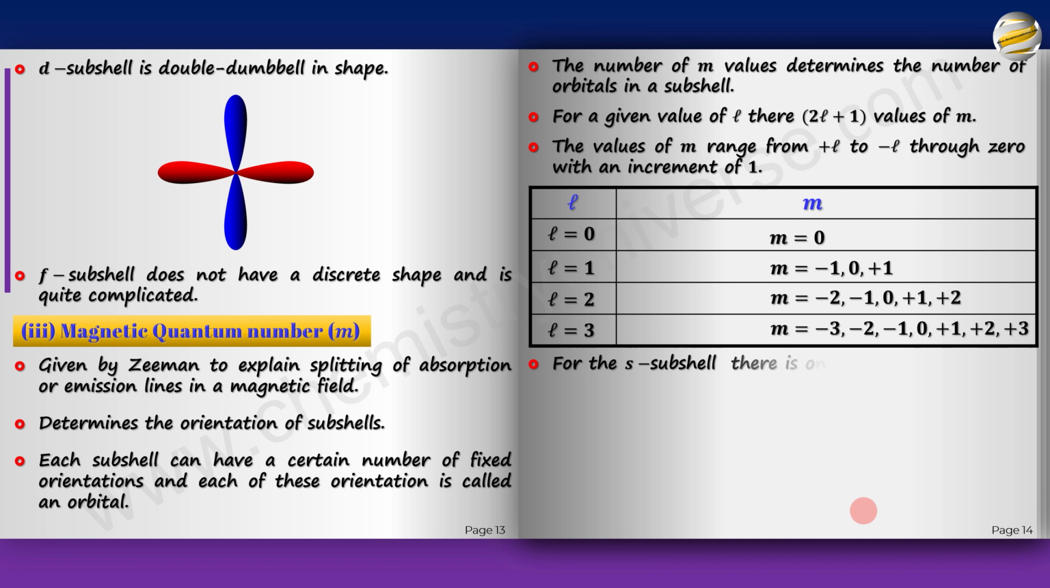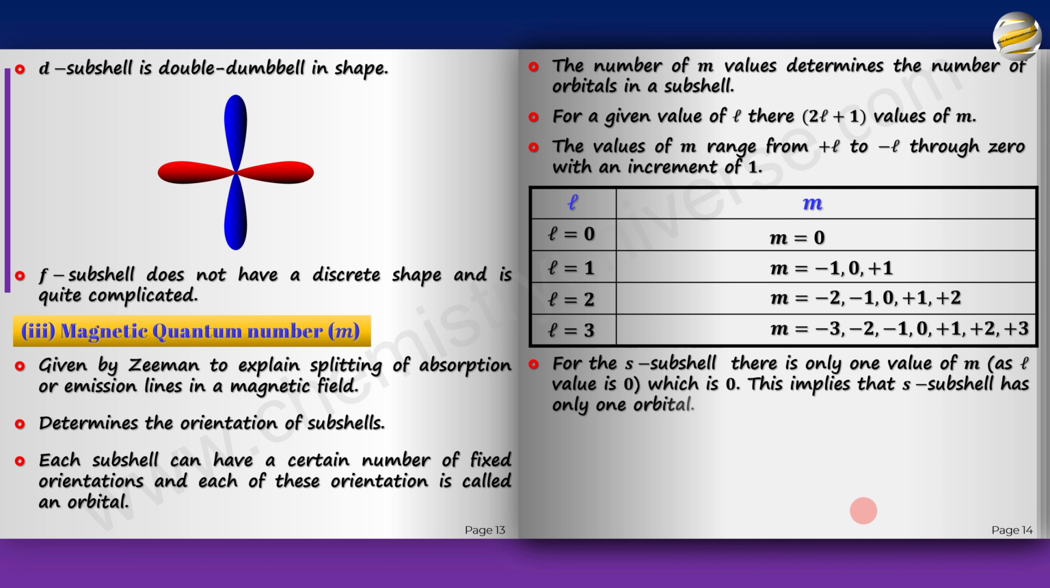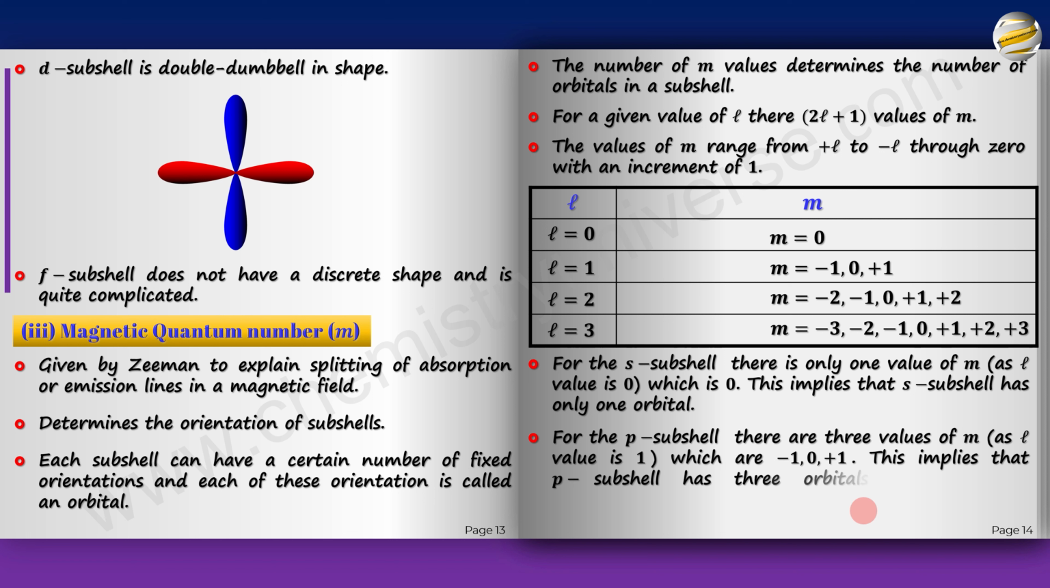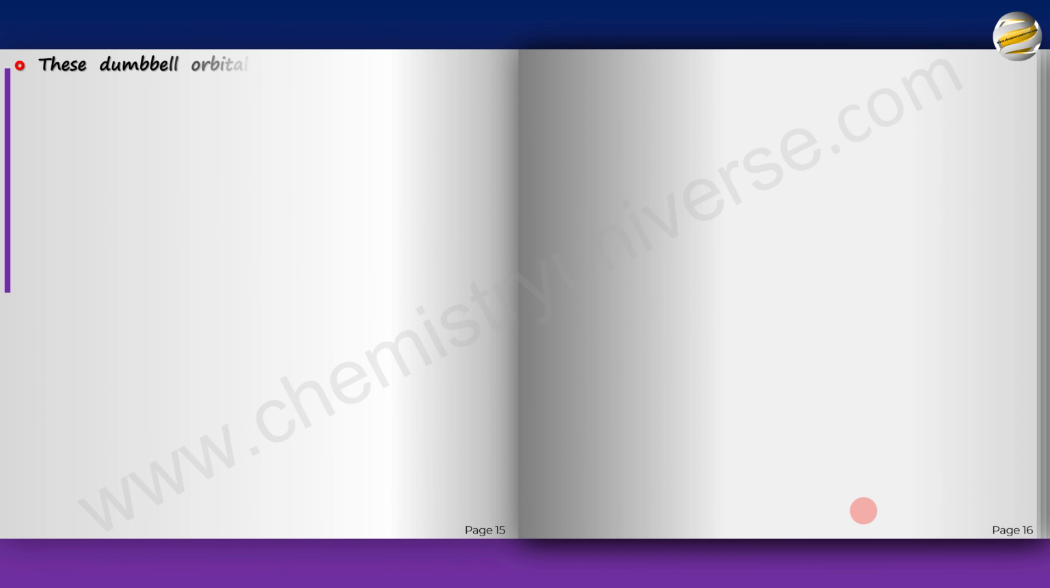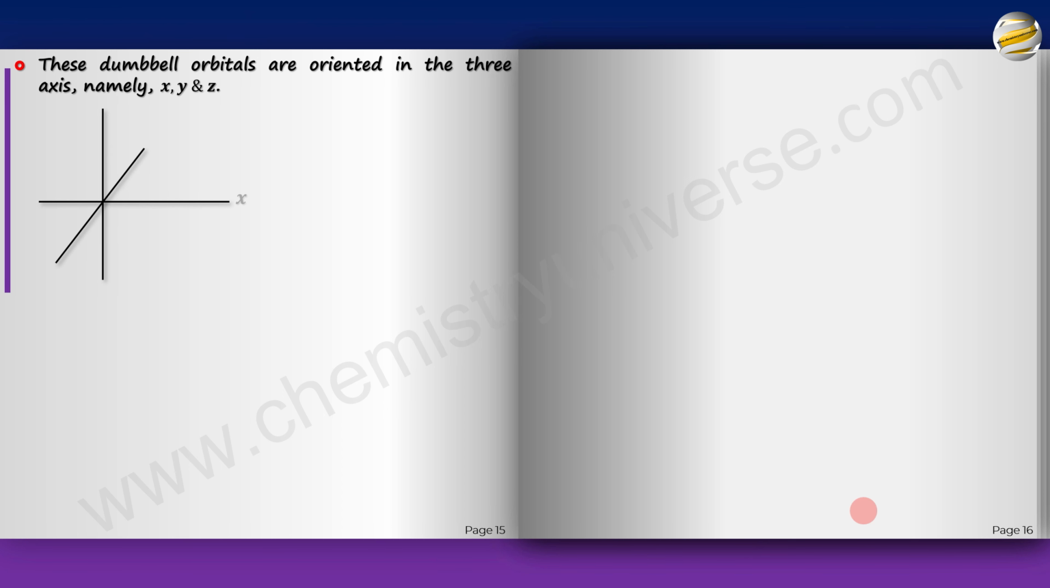For the S subshell, there is only one value of m, as there is no orientation available. For the P subshell, there are 3 values of m, as it can be oriented in the 3 axes, which are Px, Py and Pz. So these dumbbell orbitals are oriented in the 3 axes, namely x, y, z. You have the Pz, this is Px and this is Py.